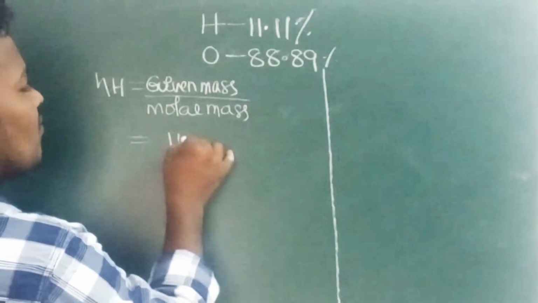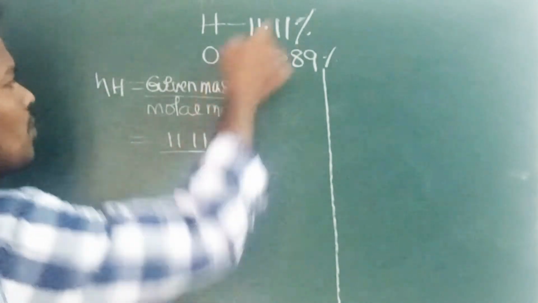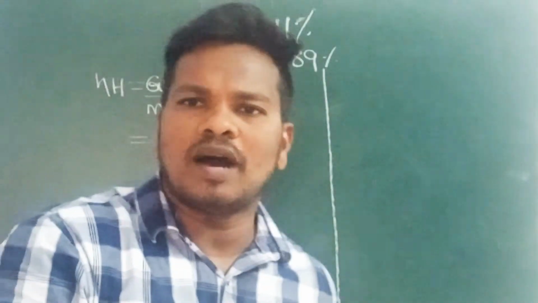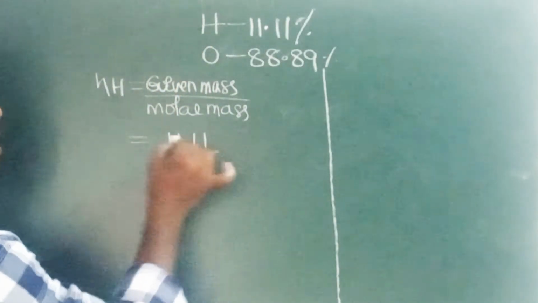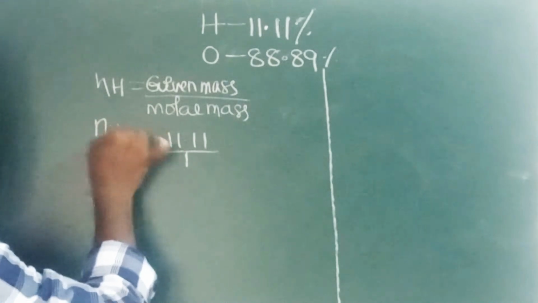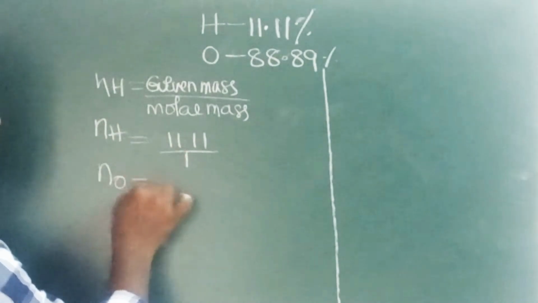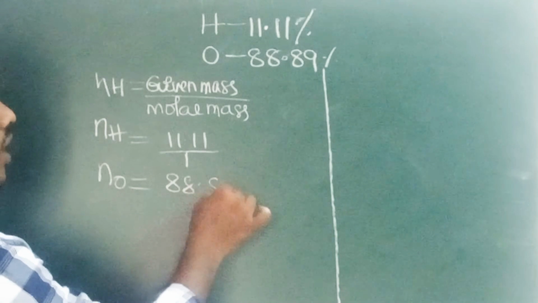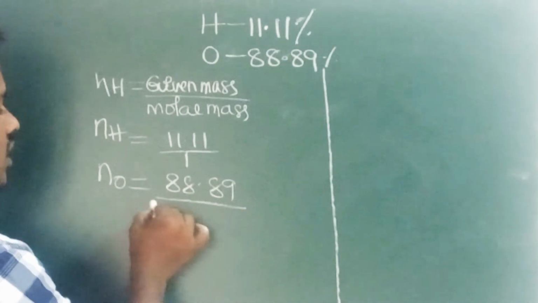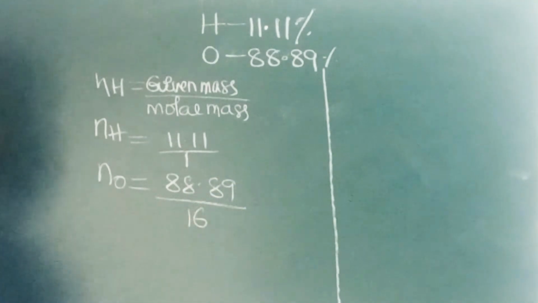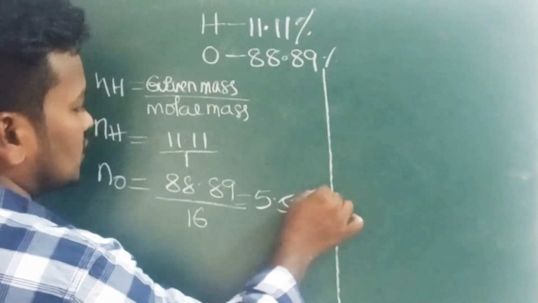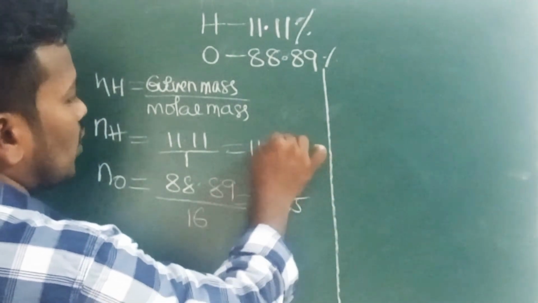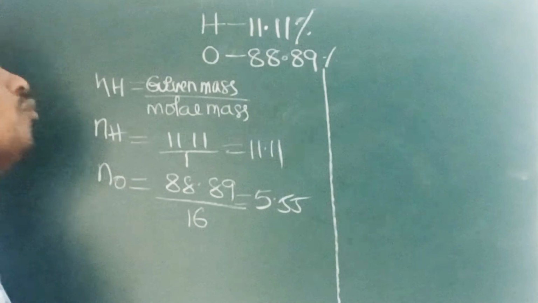So how much? 11.11 percentage by mass. Percentage you can take as the given mass out of 100 only. The molar mass of hydrogen is 1. Number of moles of oxygen is 88.89 upon the oxygen atomic weight, which is 16. On simplification, you get 5.55 and 11.11. These are the numbers of moles.